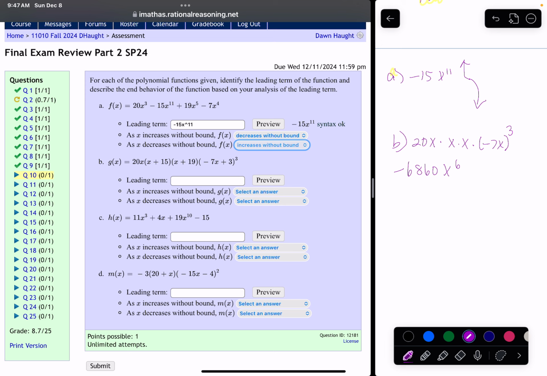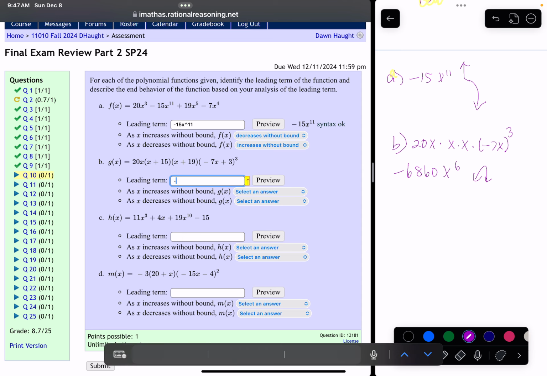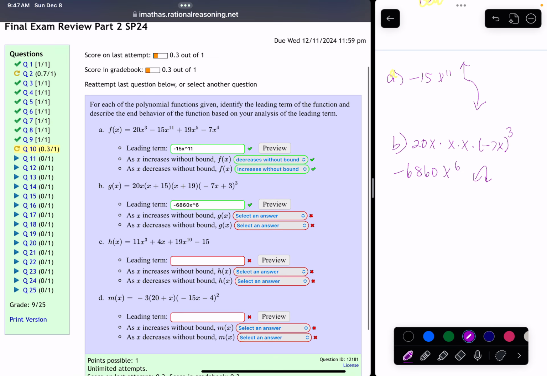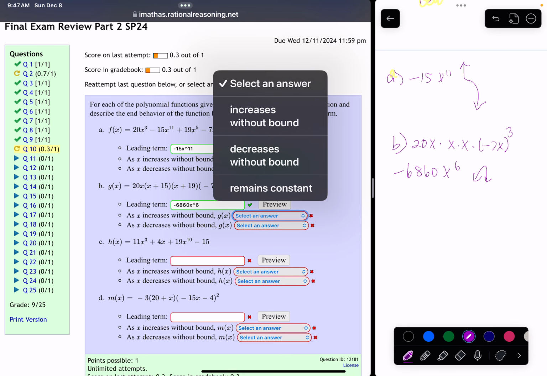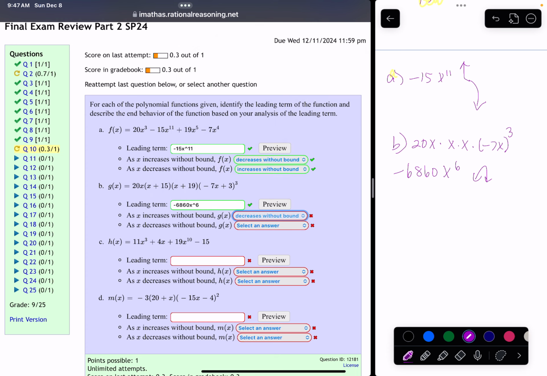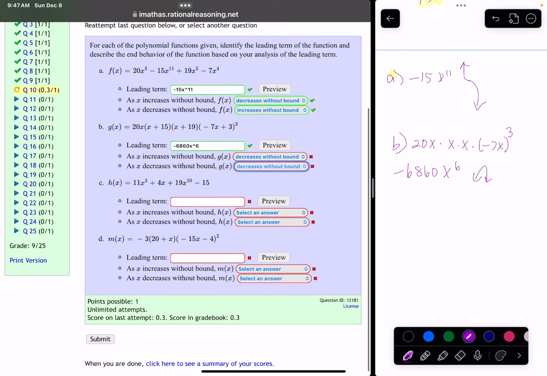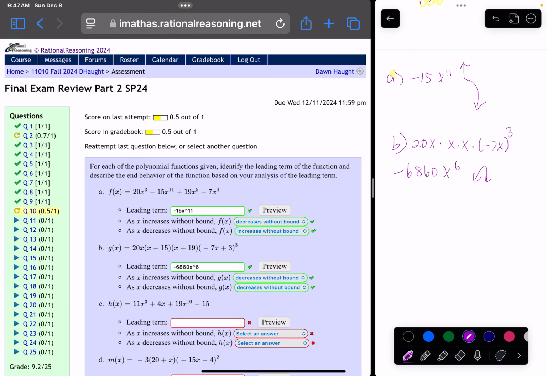Now normally, an even power has both ends point up, unless I put a negative in front, then they both point down. So let's put in our lead term, negative 6860, x to the 6th. Now I'm just going to check that I didn't do something funky mathematically. Okay. Now that means that our right end is decreasing, going down. Our left end is decreasing, going down. So both ends go down. So that's question 10.